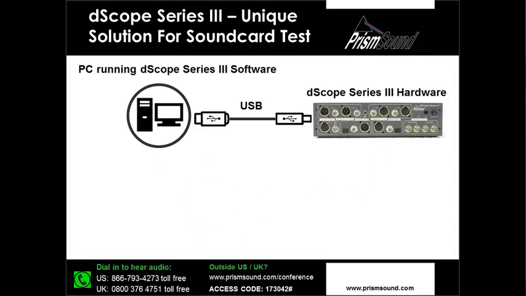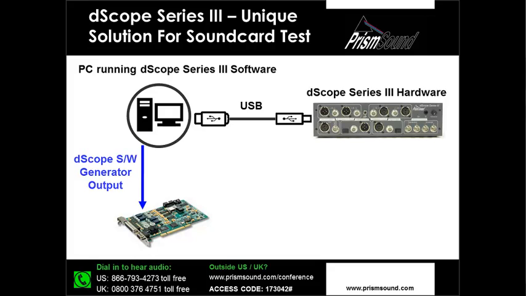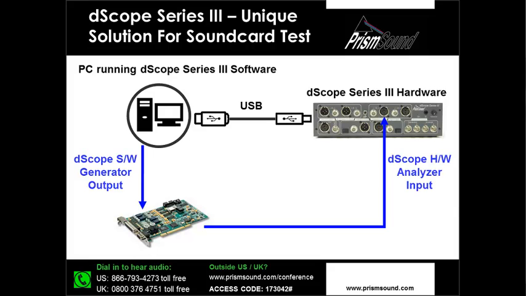interface type devices. So let's consider that we had a PCI card that featured some A to D converters that took inputs to the computer, and some D to A converters that took outputs from the computer to the outside world. In the D to A case, we could address the analog outputs of this device through the device driver, so we'd route digital audio signals through the Dscope software to the device under test, and analyze its analog outputs using the Dscope Series 3 analog inputs.